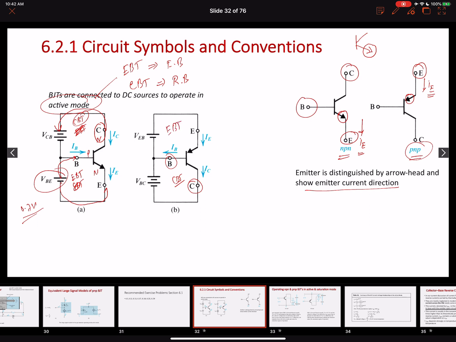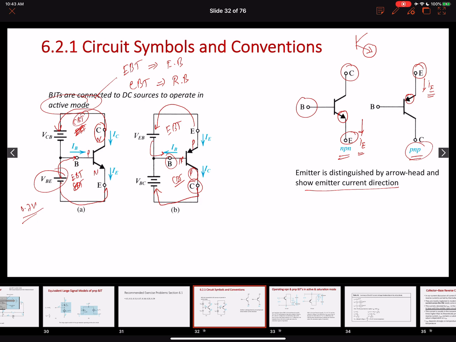Now this is our PNP transistor. We want to forward bias the emitter to base junction for active operation, right? So the emitter, a p-type material, is connected to the positive polarity and should be at a higher potential. And in order to reverse bias the collector to base junction, the collector is again p-type, so we need to put it at the opposite polarity, right? So it should be connected to the negative terminal of the battery, or at a lower potential compared to the base.